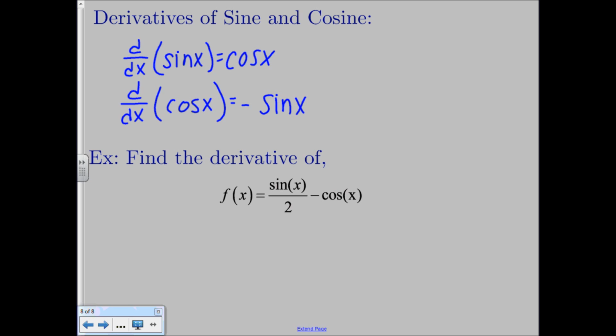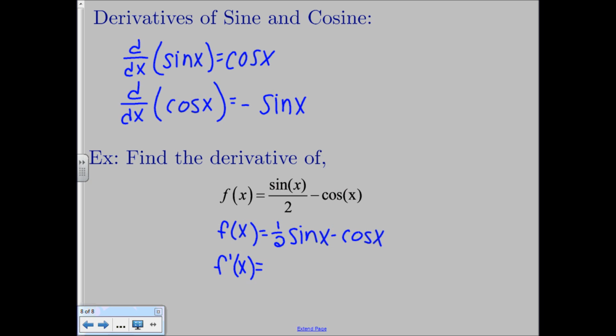Okay, so let's do this function down here, and then we're all done with this video. So rewriting first, because sine of x over 2 looks a little complicated, let's make it f of x equals 1/2 times the sine of x minus the cosine of x. And now we're all ready to apply our derivative rules. So we're going to do f prime of x.